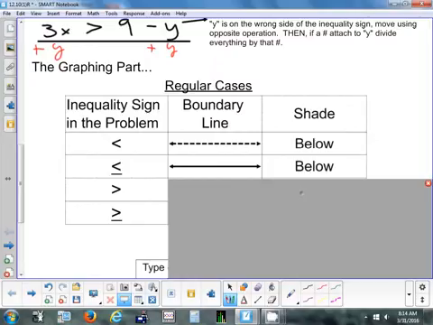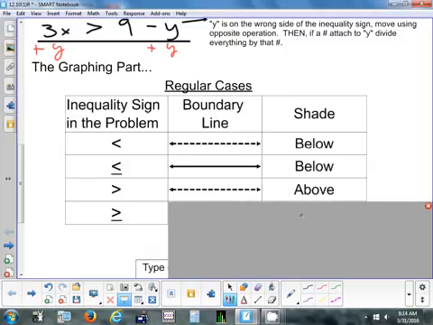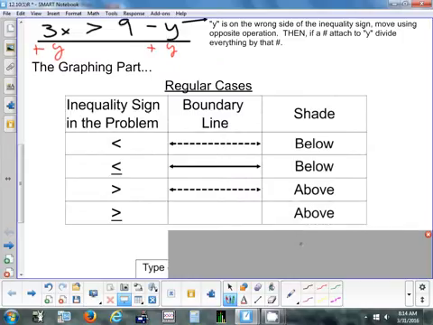Okay, what kind of line would we use for a greater than? Dotted, but now we're greater than, so we're going to shade not below, above. So think greater. Greater is up, right? Up above. And greater than or equal to? Greater is still above, but what kind of line would greater than or equal to be? Solid. Right, so I'll just put that in. Solid.